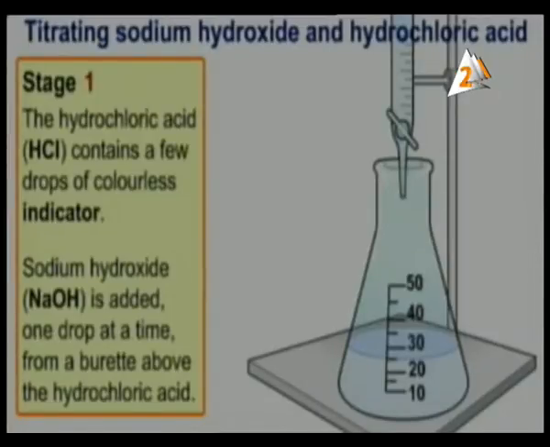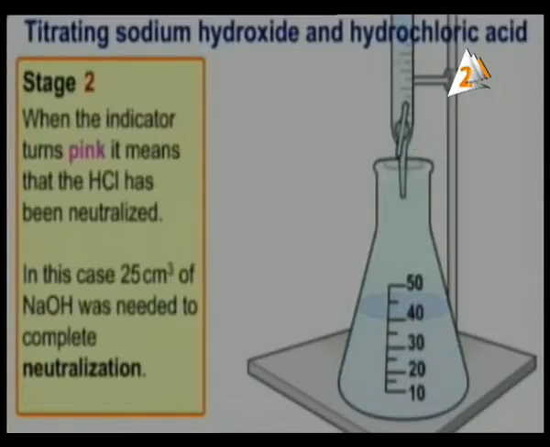After that, we move to the second stage. In the second stage, the indicator turns pink, from colorless to pink. This means that HCl has been neutralized. Neutralized means a complete reaction between the acid and base here. In this case, 25 cubic centimeters of NaOH, sodium hydroxide, was needed to complete this reaction.